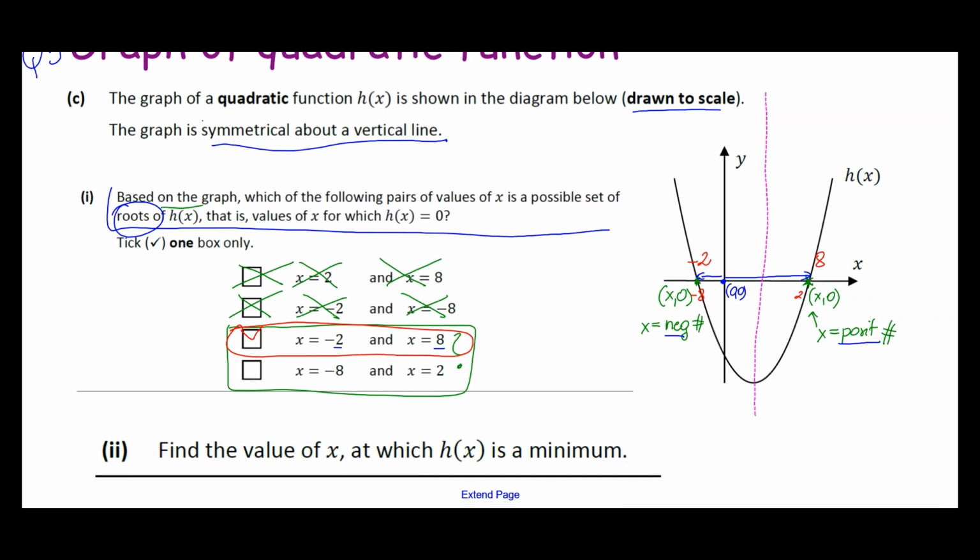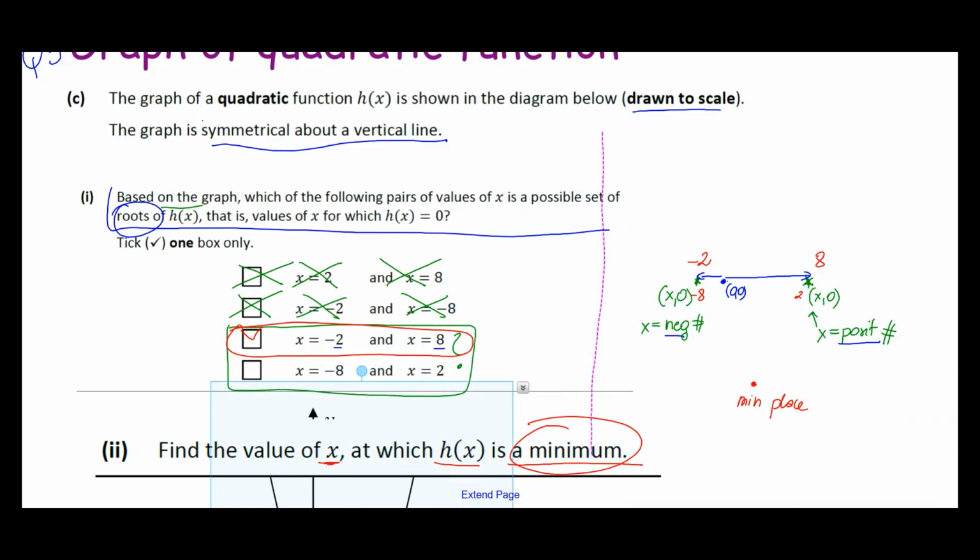Okay, and then the next part. The next part is saying find the value of x at which h of x is minimum. So we have to understand what that means, minimum. So this place here in a quadratic equation, that is the minimum place. This is where the value of this function is at its lowest. So how do I find this value of x? Because they are not looking for the value of y. That's not what I wanted to do.